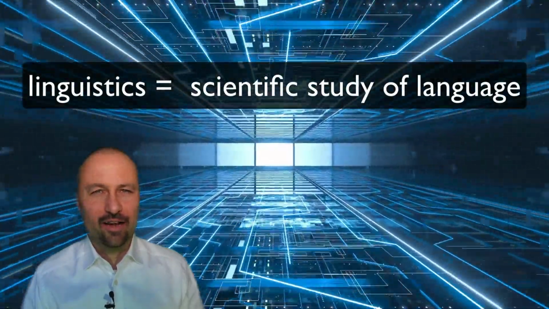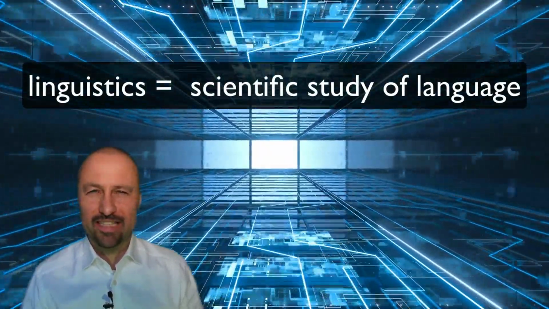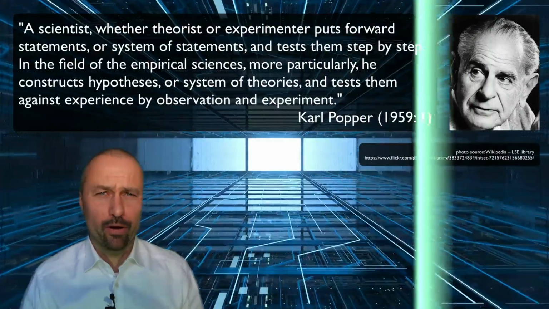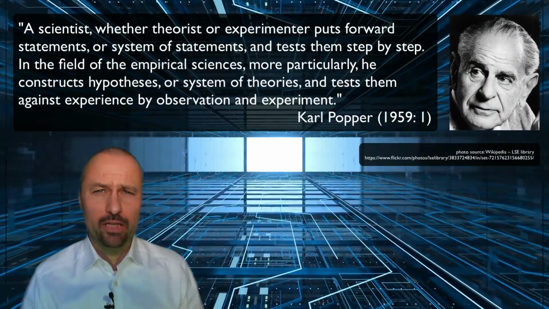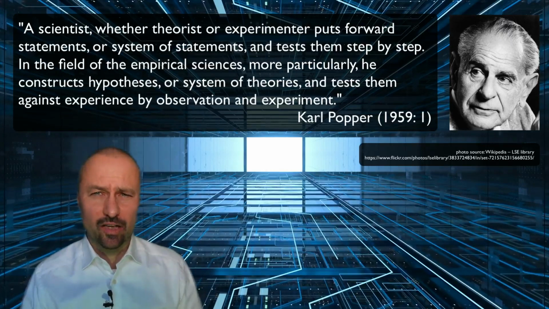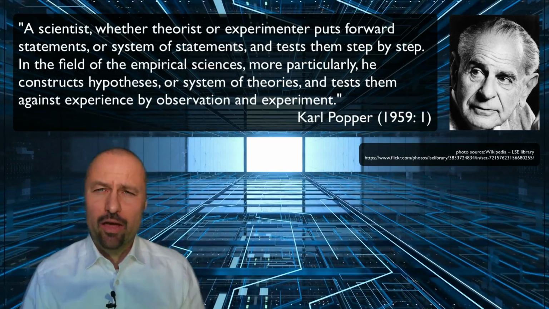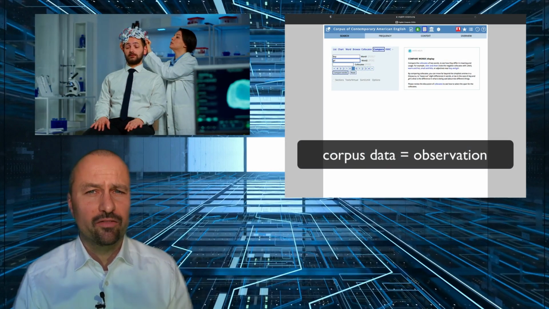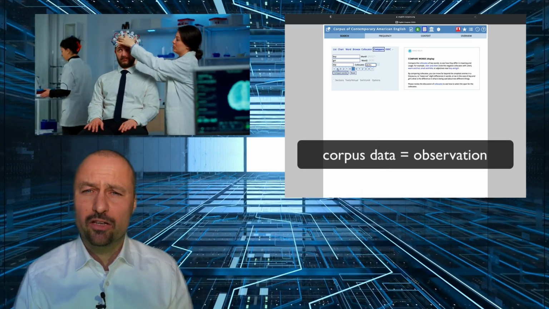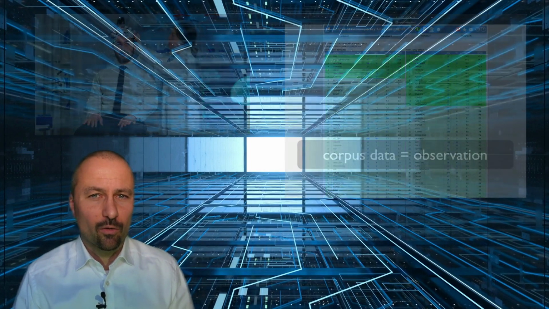Now, linguistics is the scientific study of language, but what does that entail? Well, according to Popper, a scientist, whether theorist or experimenter, puts forward statements or system of statements and tests them step by step. In the field of empirical sciences, more particularly, he constructs hypotheses or system of theories and tests them against experience by observation and experiment. Since modern linguistics is an empirical science, it also relies on experiments as well as observational data, which today mostly consists of corpus data. All of these require that we learn about statistics.